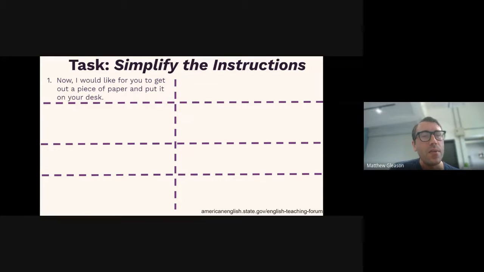Now, I would like for you to get out a piece of paper and put it on your desk. So if you could just chat a more simplified way to say this, we'll see who can get the closest to the right answer.